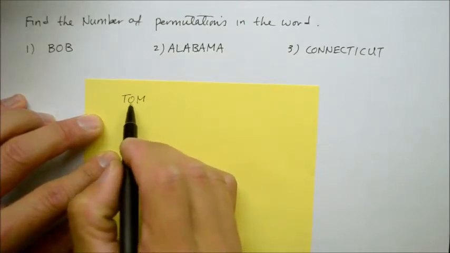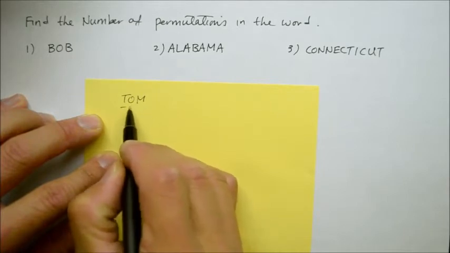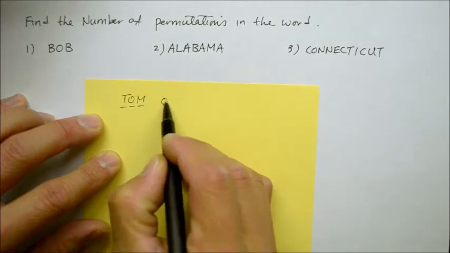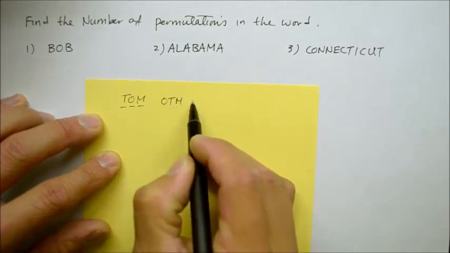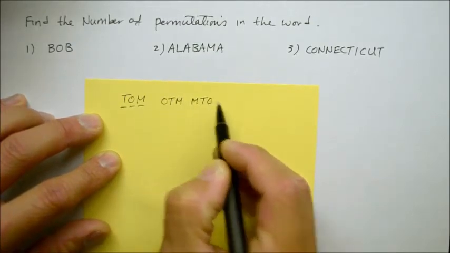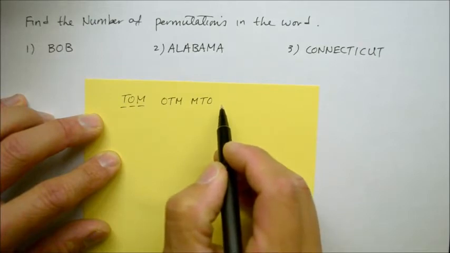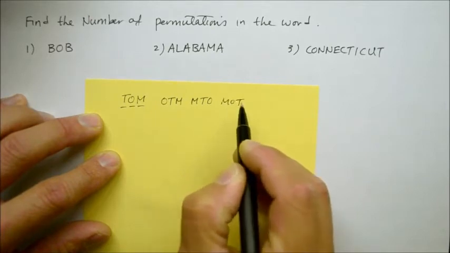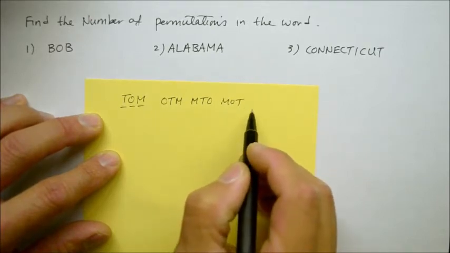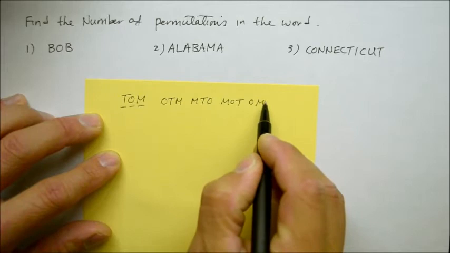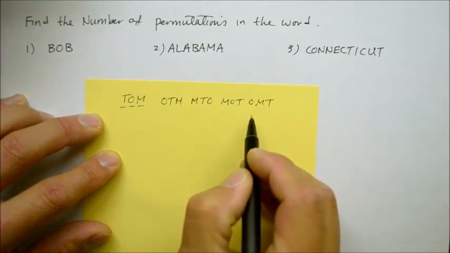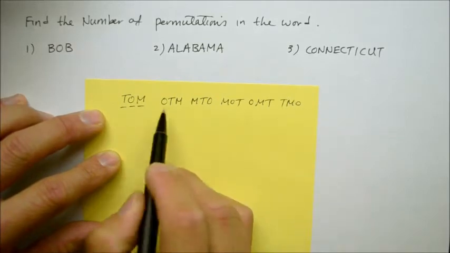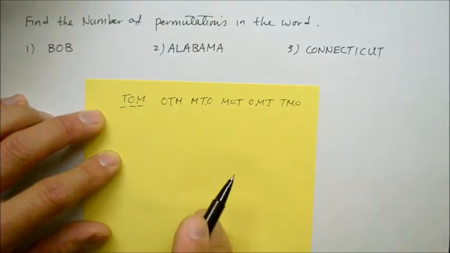Well, how many ways can we rearrange this? Well, we have 3 different letters. So we could say, that's one way. We could say OTM, or we could say MTO, or we could say MOT, or we could say OMT, or we could say TMO. Did we do TMO yet? No, not yet. So there's 1, 2, 3, 4, 5, 6 different ways of doing it.